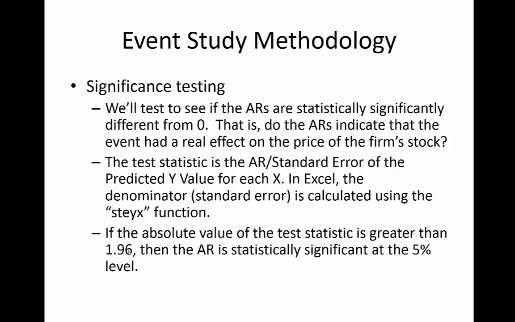So what the term statistically significant at the 5% level means is that there is a 5% or less chance that that test statistic is due to random error. So there's a 1 in 20 shot that on that date the test statistic or the abnormal return was due to randomness, and a 95% chance that it was due to probably the event that happened.